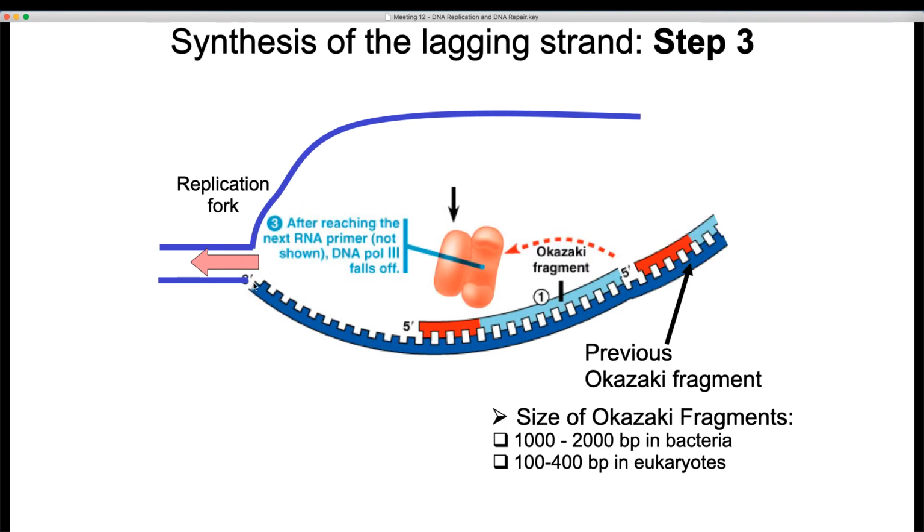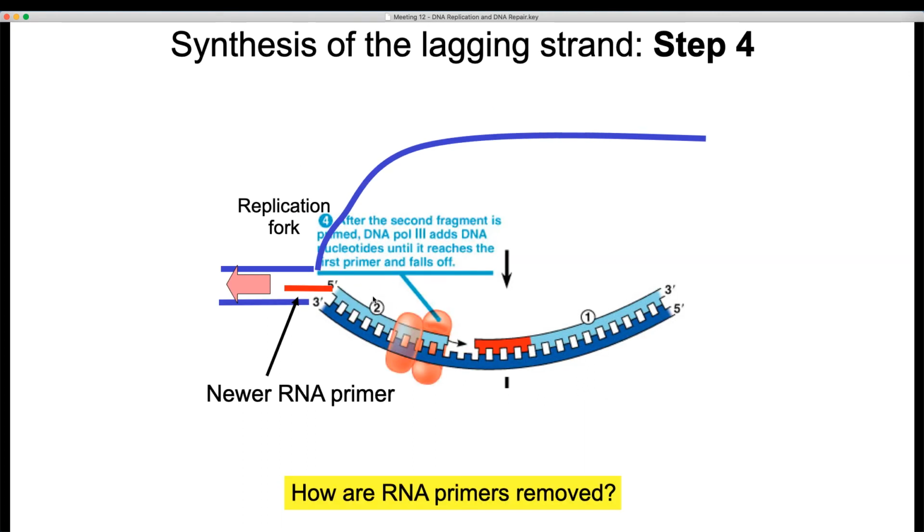Primase is going to come here. It's going to lay down a primer, and then we have another, right? Read, write, read, write, until it hits the beginning of the next Okazaki fragment. So we're going to have hundreds of these Okazaki fragments just constantly being made at this lagging strand.